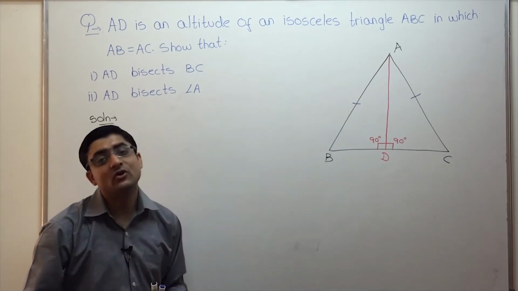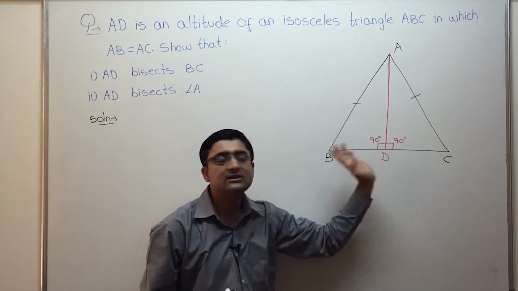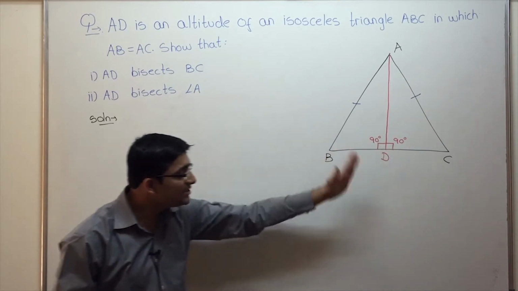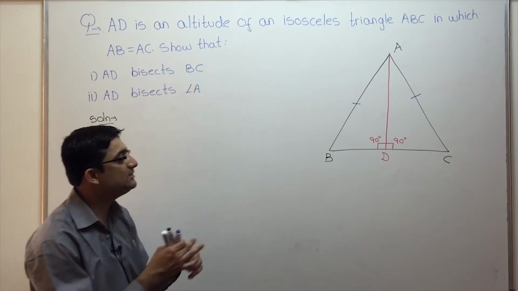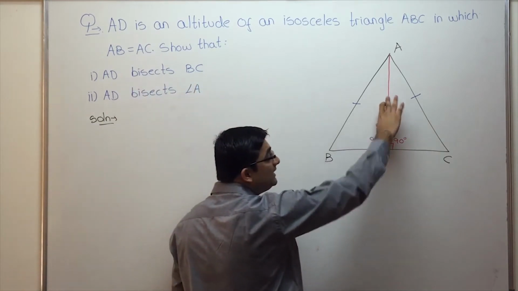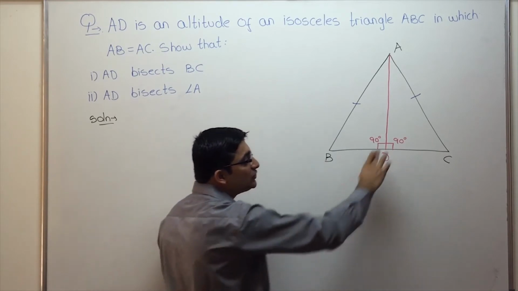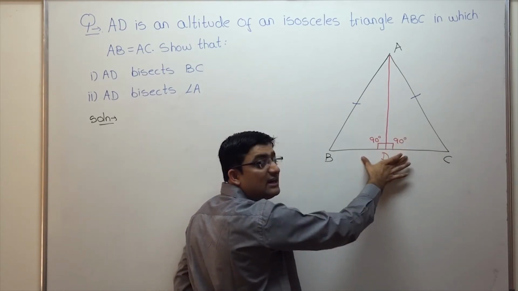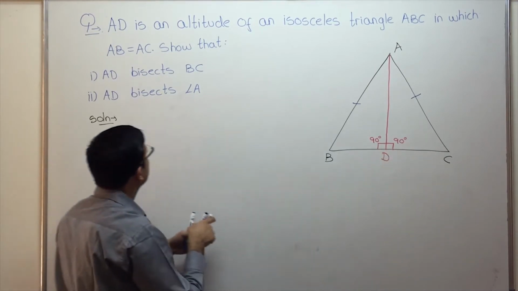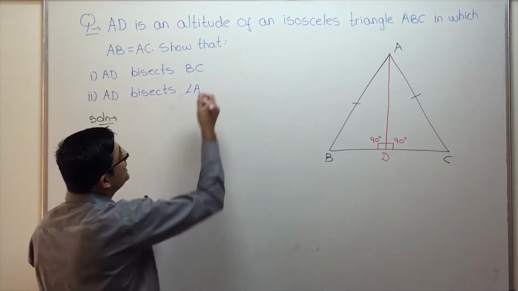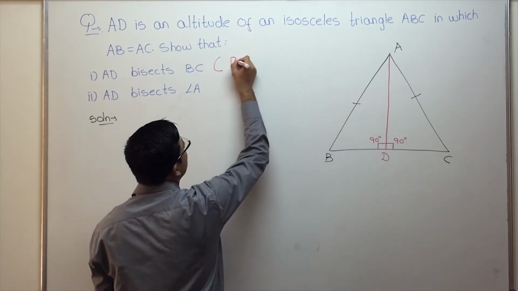So the first step is always draw your figure. What is given to us? AB is equal to AC and these two angles are 90. Now based on this, what do we have to prove? We have to prove that AD bisects BC. Bisect means to cut into two equal parts. So we have to show that AD is dividing BC into equal parts. Which two equal parts? BD and CD. So that means we have to prove BD is equal to CD.